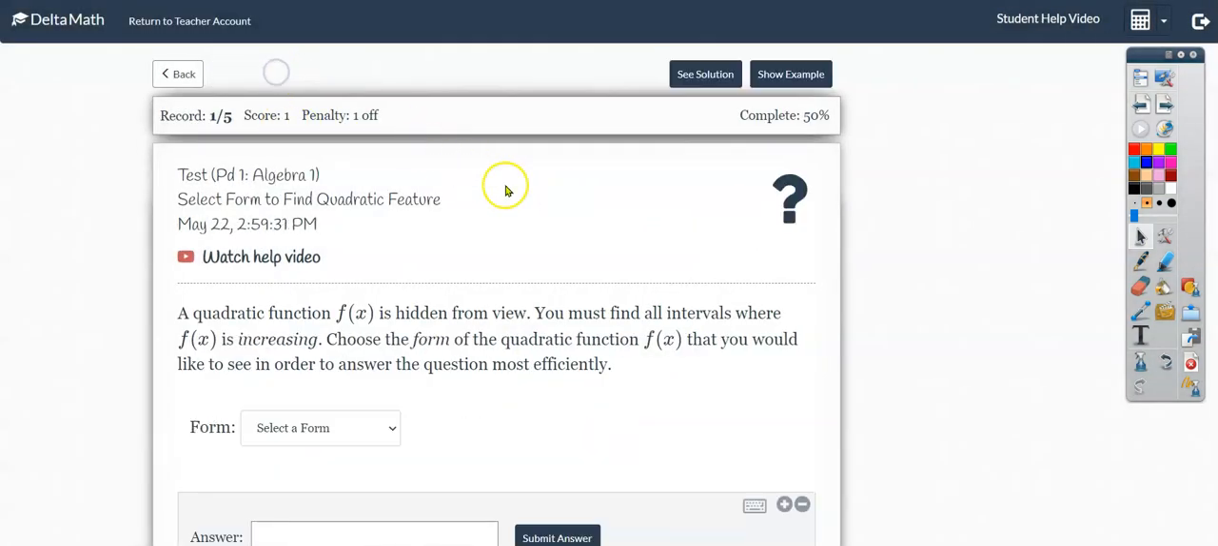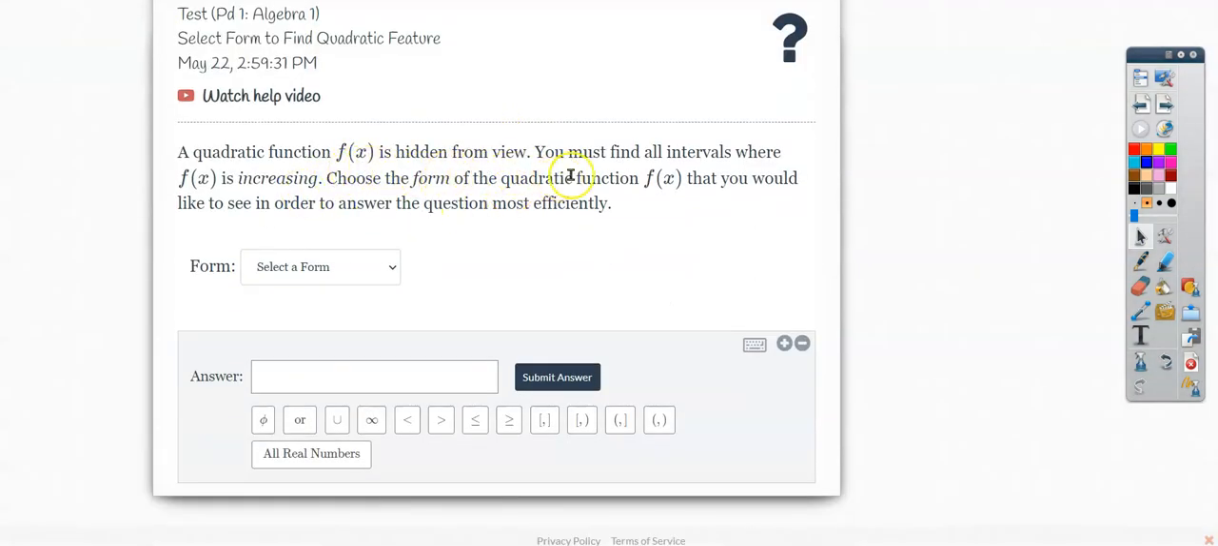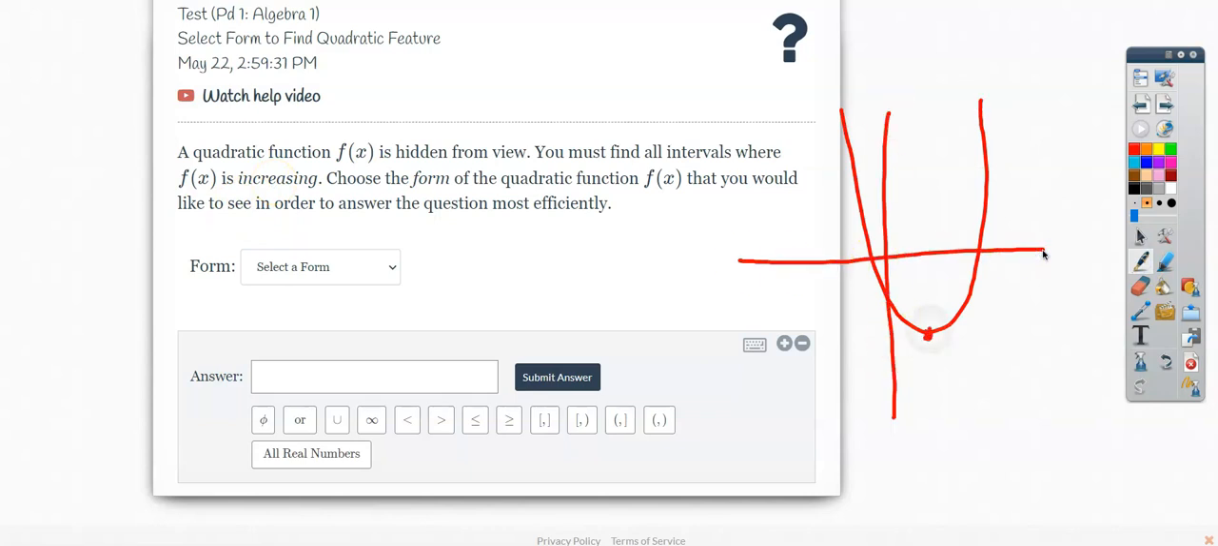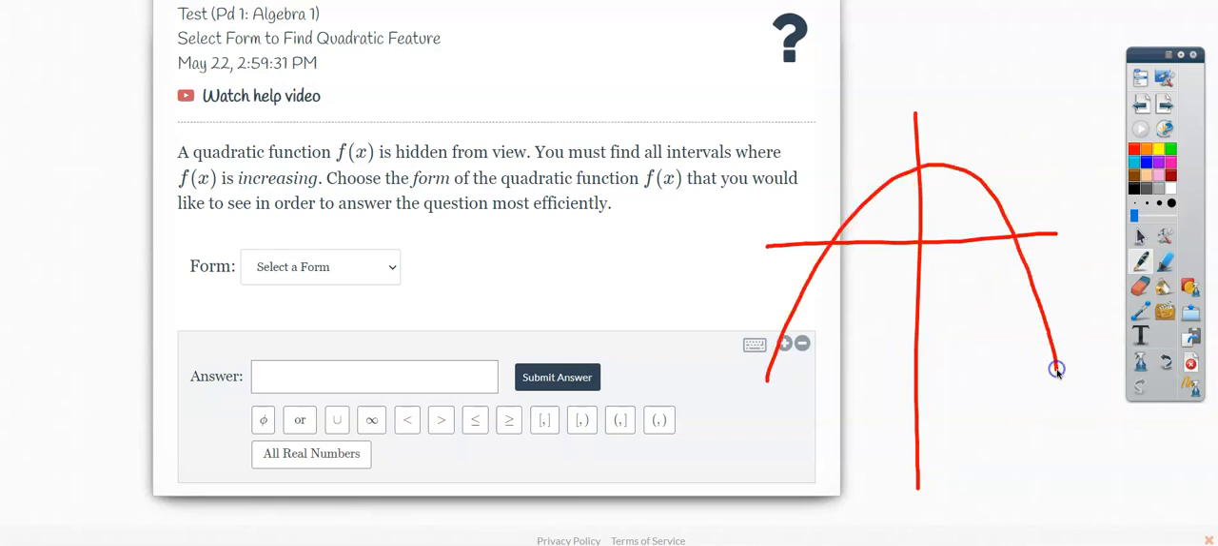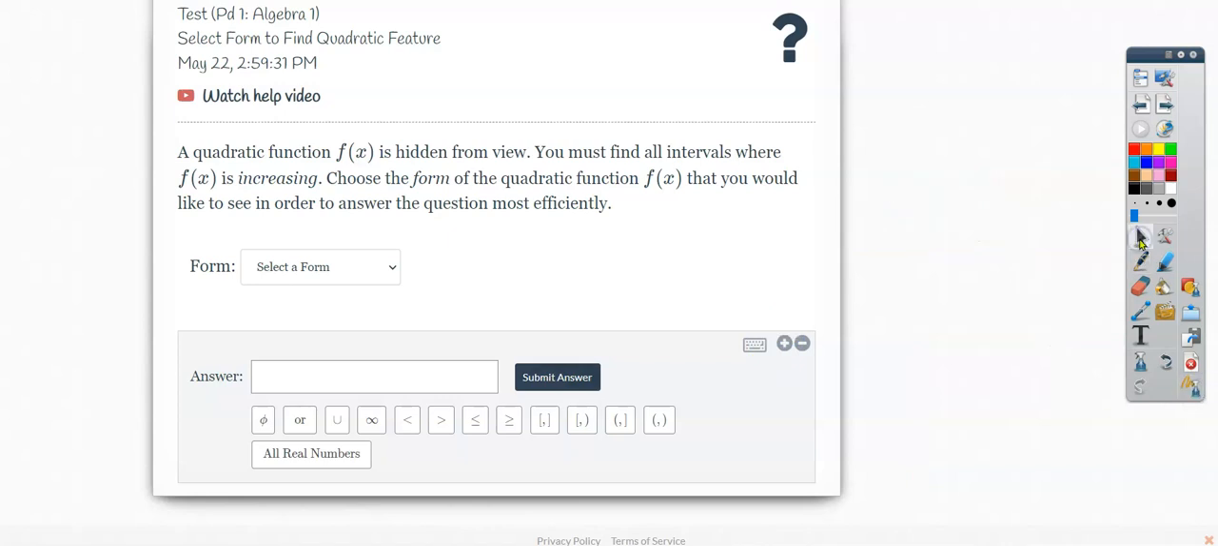Alright, let's try that again. Quadratic function is hidden from view. You must find all the intervals that are increasing. Oh, that's the same thing. If you have a parabola, then it's increasing from the vertex to the right. If you have a downward facing parabola, then it's increasing from the left to the vertex. So I definitely need to know where the vertex is. So that's what I'm going to choose from my list.